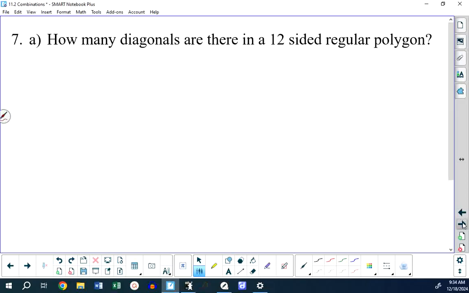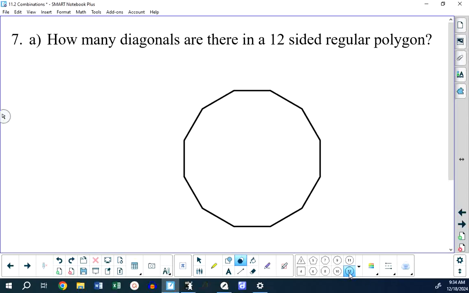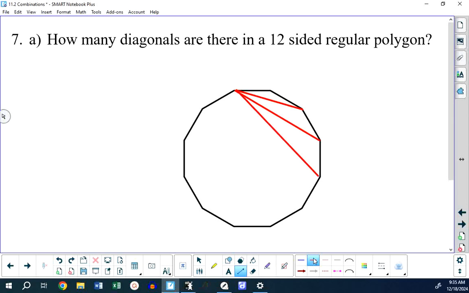All right, a couple more quick questions. How many diagonals are in a 12-sided regular polygon? And I've chosen 12 because it's not easy to draw. But there's a 12-sided polygon. A diagonal is a line connecting vertices, and that line has to be inside of the polygon. Do you understand that there's a lot of lines I could draw here?